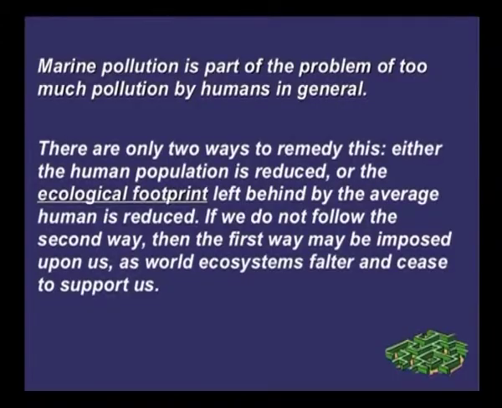Solutions to marine pollution. Marine pollution is a part of the problem of too much pollution by humans in general. There are only two ways to remedy this. Either the human population is reduced or the ecological footprint has to be reduced. Obviously the first way is easier said than done. There is no way we can go about reducing the number of people now, but we can definitely reduce individual ecological footprint, our carbon footprint. If that is not done, then ecosystems will falter and cease to support us.